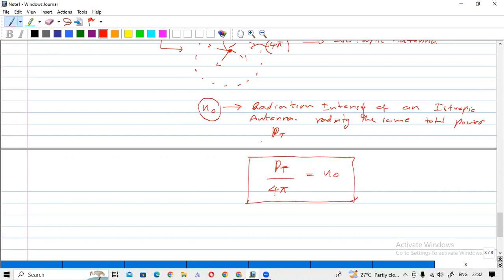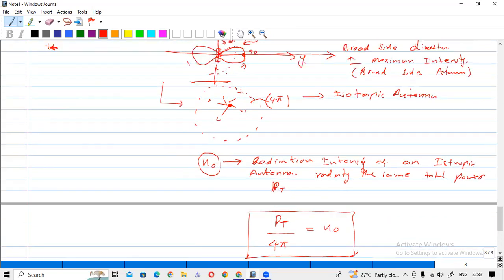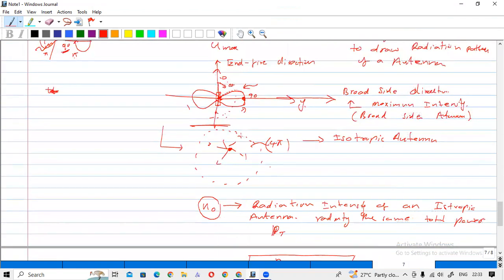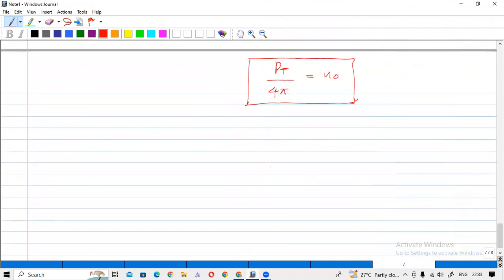Okay, so maybe in future we also need these parameters. This is the radiation intensity of an isotropic antenna radiating the same total power as the considered antenna. So that is the U naught. Now, related to the radiation intensity, finally you can see that we have found U. So that is the radiation intensity.